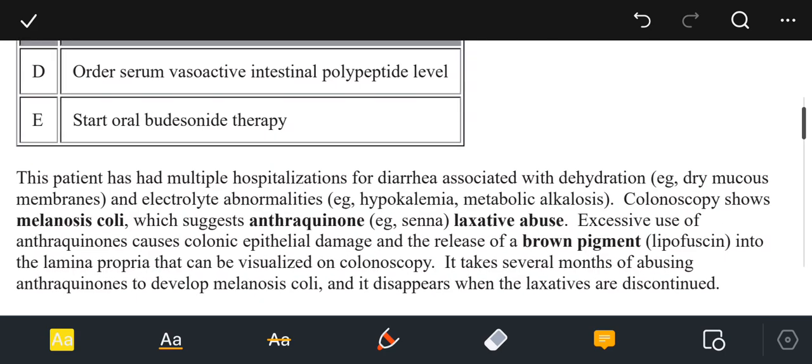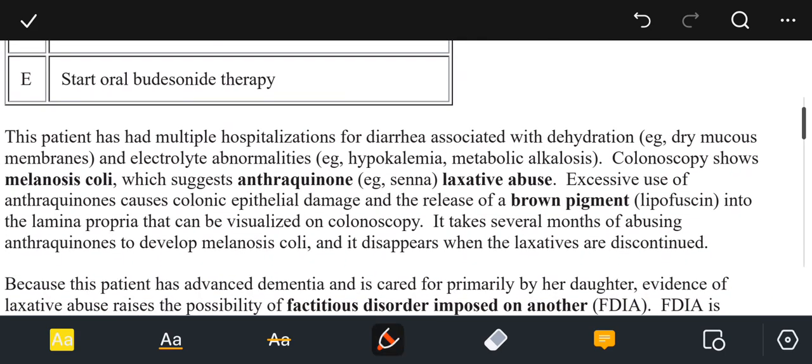Here the discussion states that the patient has had multiple hospitalizations for diarrhea associated with dehydration, that is dry mucous membranes, and electrolyte abnormalities, for example hypokalemia and metabolic alkalosis. Colonoscopy shows melanosis coli, which suggests anthraquinone, for example senna, laxative abuse. Excessive use of anthraquinones causes colonic epithelial damage and the release of brown pigment, that is lipofuscin, into the lamina propria that can be visualized on colonoscopy. It takes several months of abusing anthraquinones to develop melanosis coli, and it disappears when the laxatives are discontinued.